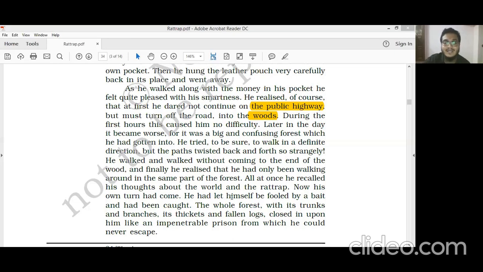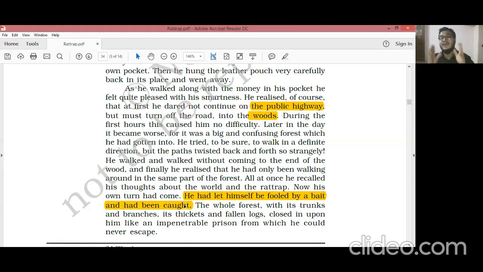He had let himself be fooled by a bait and had been caught. So as per his thought, he himself is in a bait. He had let himself be fooled by a bait and had been caught. He's in the same trap, the same concept of his. Okay, what was he doing?